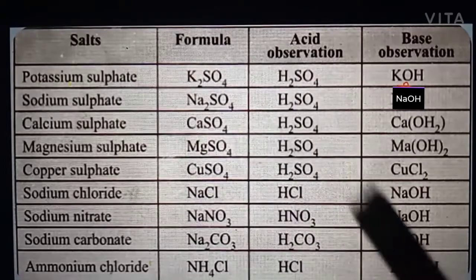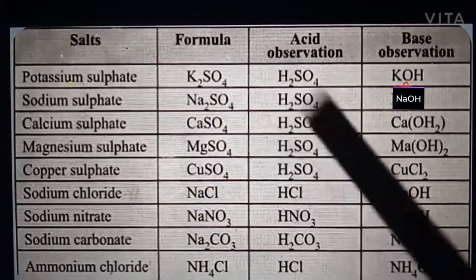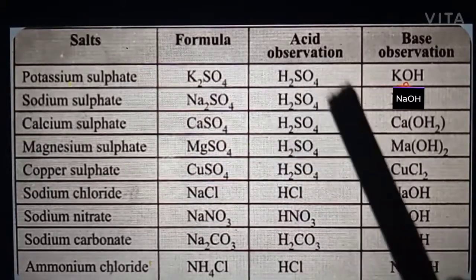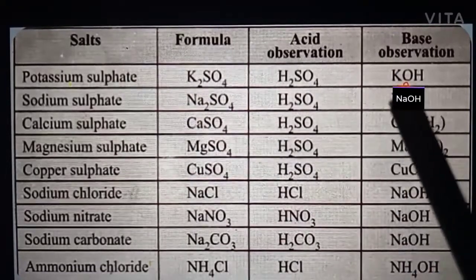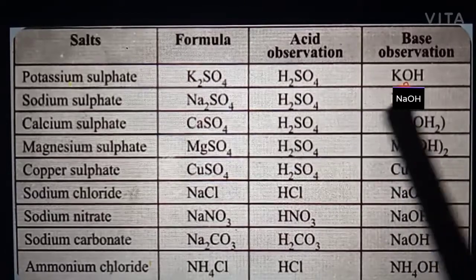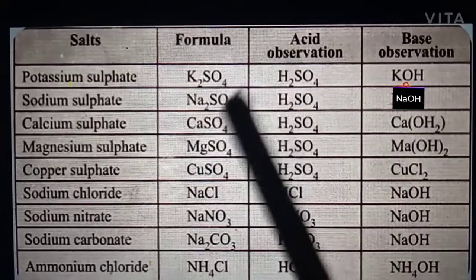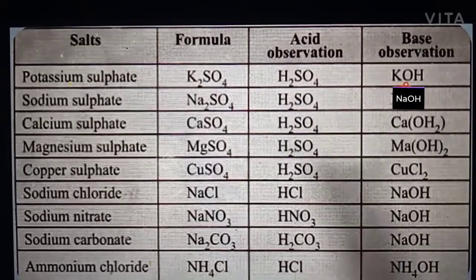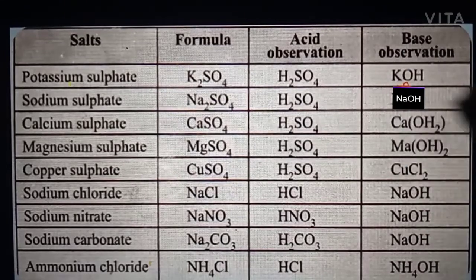So SO4, which acid contains SO4? H2SO4, sulfuric acid. Sulfuric acid reacted with NaOH. Why did we take NaOH? If we take KOH, K2SO4 will form instead. So if we want Na here, we have to take the Na compound, that means NaOH, which is our strong base.